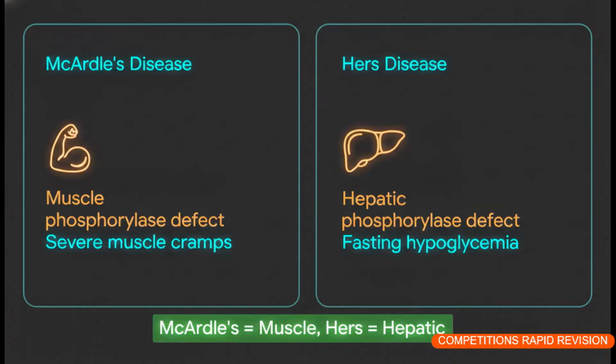Simple, right? Now, what's really interesting about this slide is how examiners love to try and trick you by mixing up these two closely related diseases. McArdle's disease is a muscle phosphorylase defect. Because the muscle can't break down glycogen for energy, the patient gets severe muscle cramps on exertion. Compare that to Hers disease, which is a hepatic or liver phosphorylase defect. The liver's whole job is to maintain your baseline blood sugar, so a defect here causes fasting hypoglycemia. Just remember the letters. McArdle's is muscle, Hers is hepatic.